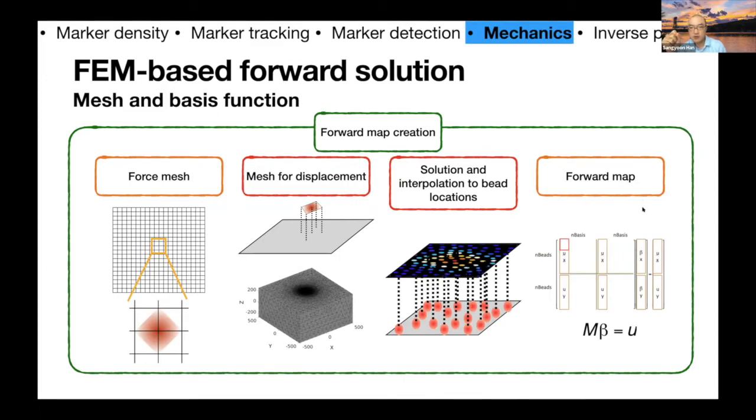The forward map is a giant matrix that has the displacement solution for each basis function's force. So for force in the x direction, we fill in one column here, and for force in the y direction, we fill in another column here, and then we fill in everything there. So it becomes a 2n by 2m matrix. We want to invert that in the inverse problem solution.